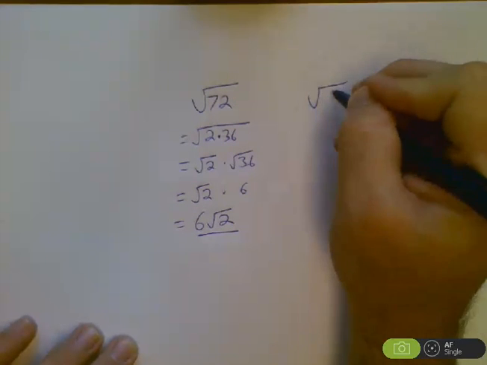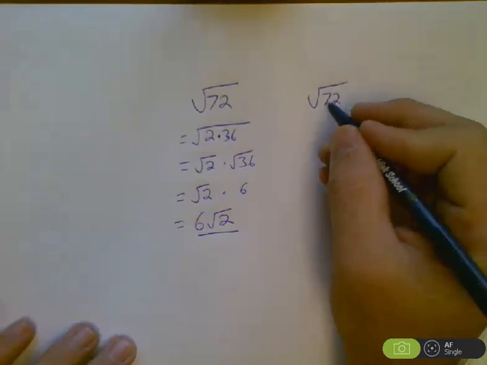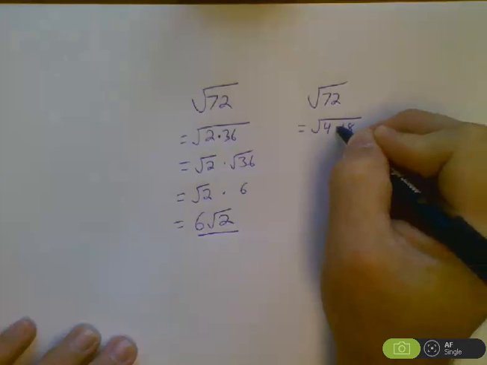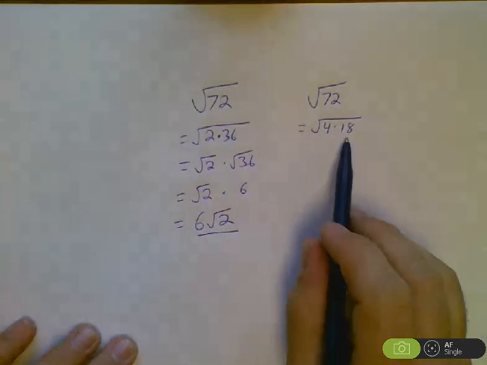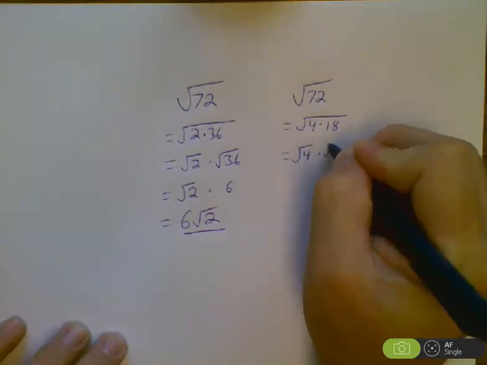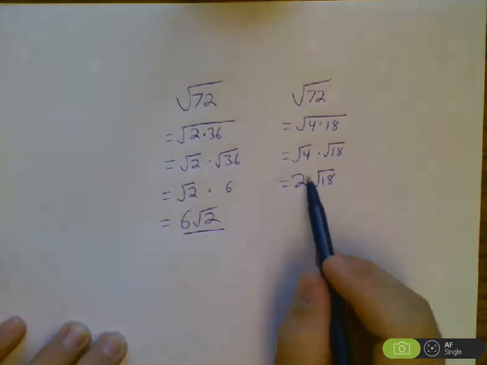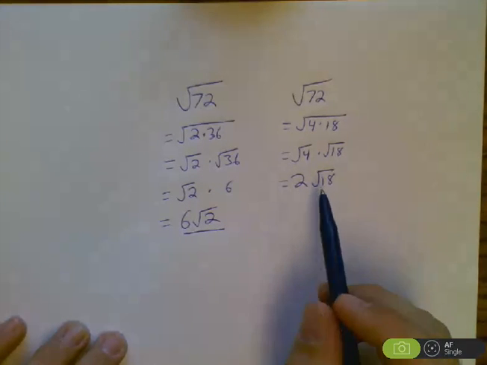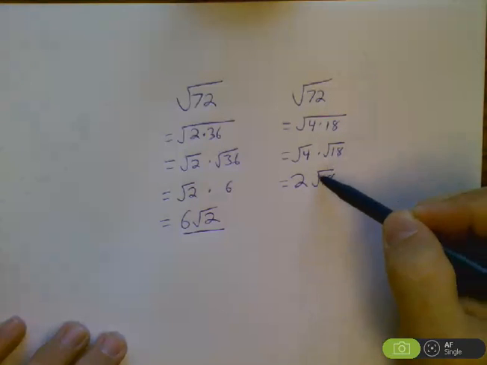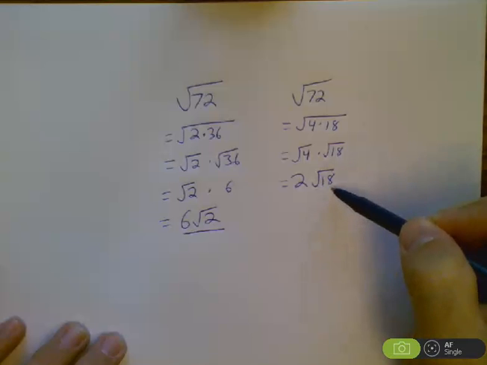Okay? So let's say you're doing this, and you don't realize to use 2 and 36. Let's say you decide to use 4 and 18. For whatever reason, that's the way you saw it, right? 4 times 18 is 72, so you didn't do anything wrong. And this would become square root of 4 times square root of 18. This would become 2 times square root of 18, because square root of 4 is 2, and you feel pretty good about it. The problem is, in order to have it totally simplified, every single perfect square needs to come out of there. And in the number 18, that can actually be broken down even further.